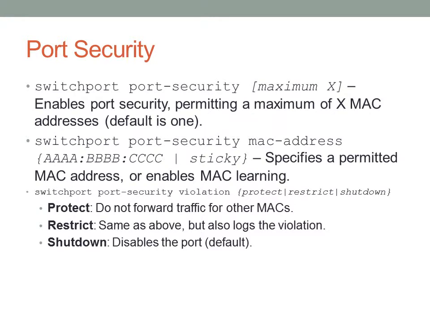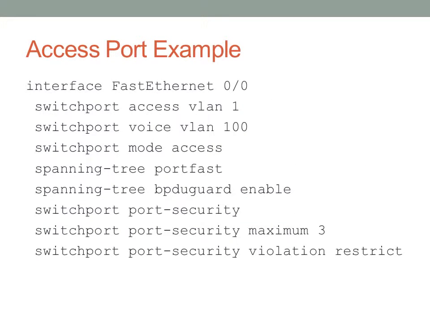You can also specify what happens if a frame is received that violates the port security that you've configured. So you can say protect, which basically just drops the frame, restrict, which drops the frame and actually logs it, or you can say shutdown, which disables the port completely. So this is a quick example of an access port. You can see that this port has access to VLAN 1. Switchport voice VLAN is an optional parameter that you can configure to allow Cisco IP phones to access a voice VLAN. Basically, it makes it act like a trunk and tags that VLAN. This particular port is in switchport mode access, which makes sense. We want this to be an access port.